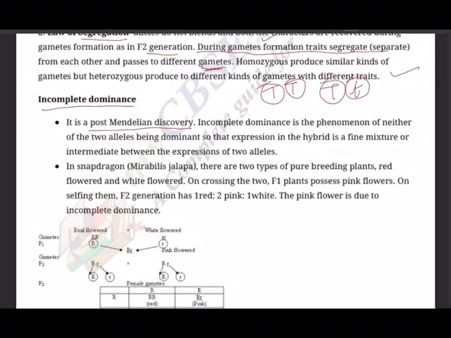Incomplete dominance is the phenomenon of neither of the 2 alleles being dominant, so that expression in the hybrid is a mixture, or intermediate between the expression of the 2 alleles. So you must remember Snapdragon, Mirabilis jalapa. Again, this is one more question. Snapdragon is Mirabilis jalapa. There are 2 types of pure breeding plants, red flowered and white flowered. On crossing the 2, F1 plants possess pink flowers.